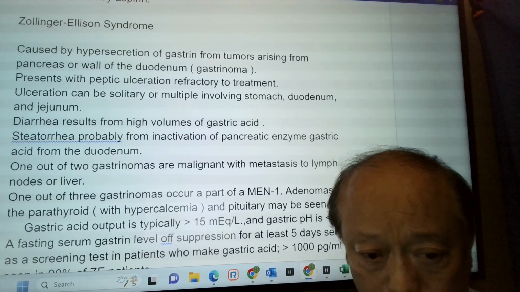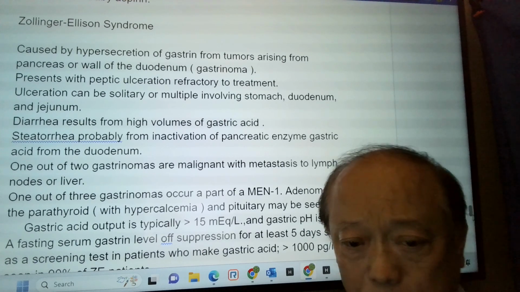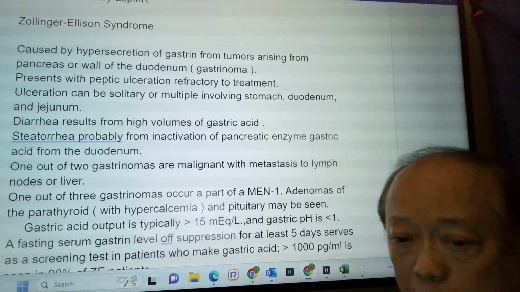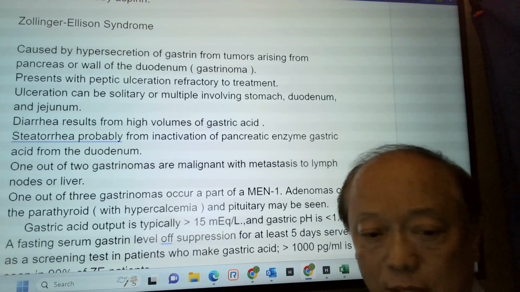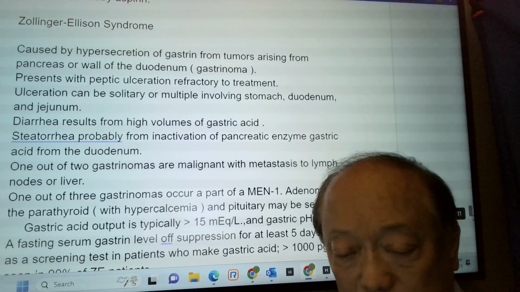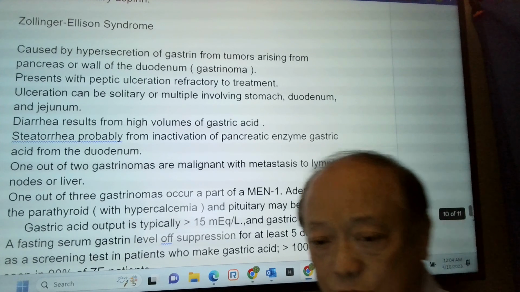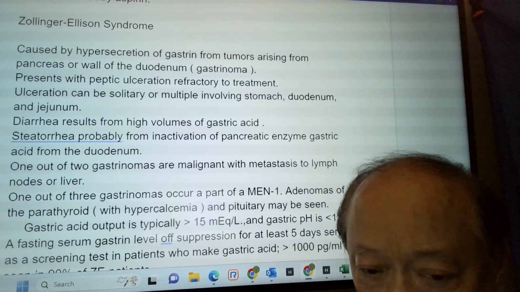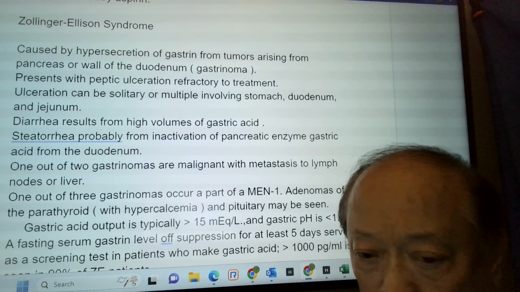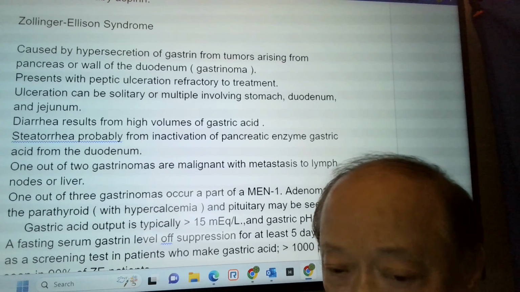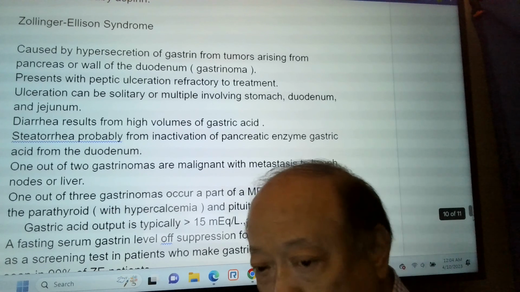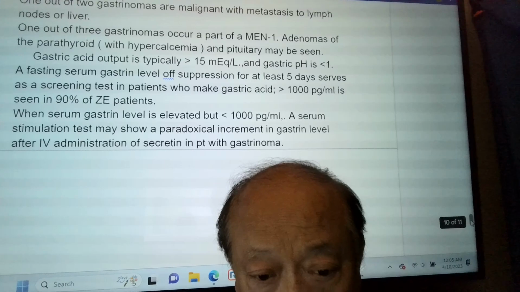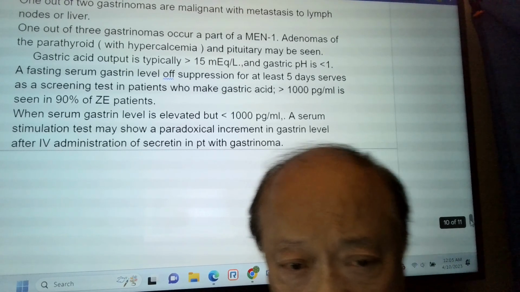The gastric acid output is typically more than 15 milliequivalents per hour, and the gastric pH is less than 1. A fasting serum gastrin level without any suppression for at least 5 days serves as a screening test. A level more than 1,000 picograms per liter is seen in 90% of the ZE patients.